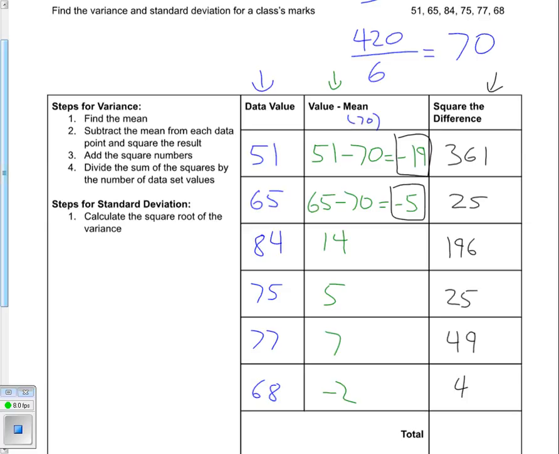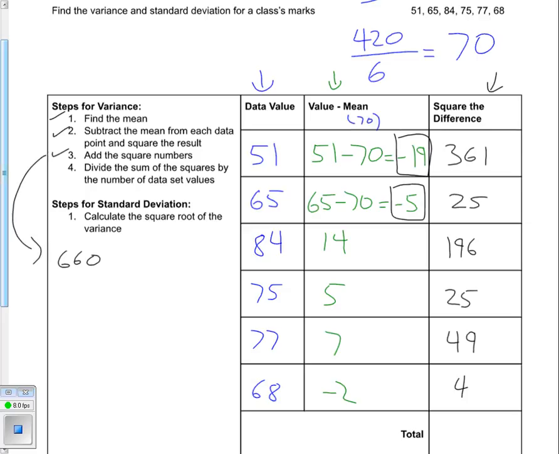So we've found the mean, we've subtracted the mean from each data value, and we've squared the differences. Now we need to add the squared numbers together. So I need to add 361 plus 25 plus 196 plus 25 plus 49 plus 4, and that gives me a grand total of 660.